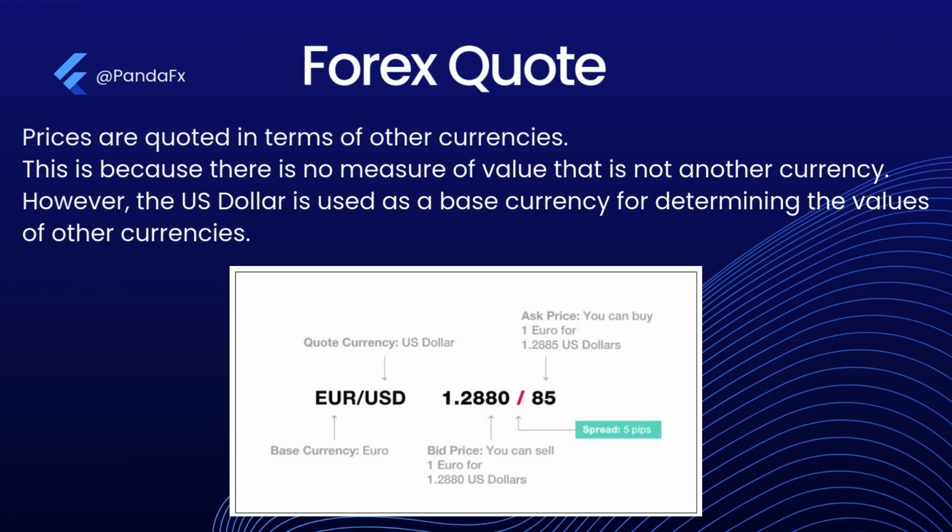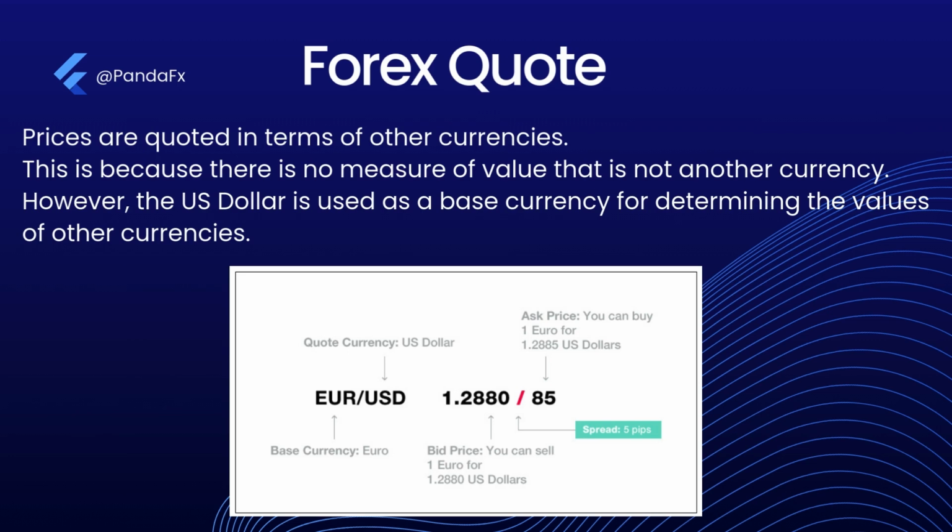So, in the picture you're seeing here, you're seeing the euro paired to the United States dollar, and then you see 1.2880/85. The 1.2880 is the bid, while the /85 is the ask. If they are to write that 85 out, it will be 1.2885.